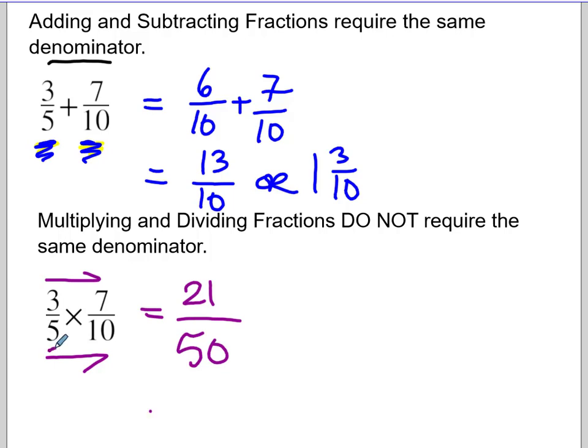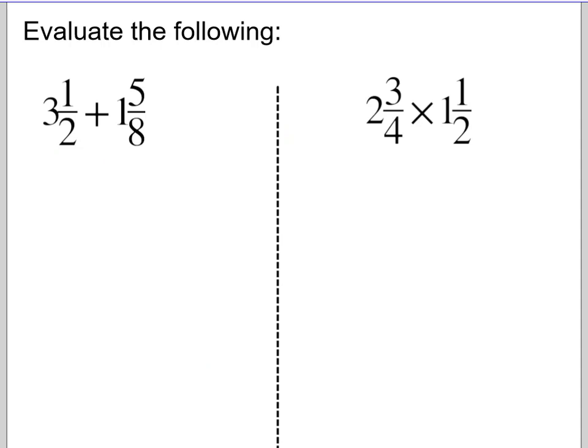So notice, for multiplication, the denominator changed by operation. In adding, subtracting, the denominator did not get added together to make a 20. It stayed the same. It's the size of the piece. Okay, let's get started. Evaluate the following. So pause and try.